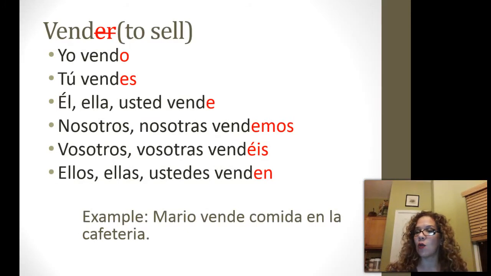Let's look at the ER ones first. Let's look at the verb vender, which means to sell. Again, the verb would be vender. Let's conjugate it the way that we learn how to conjugate it. Notice the red endings. Notice also that they look very similar to the ones you learn for the regular AR verbs, with the exception of the O. But in all of the other ones, whenever you would have an A before, you have an E. So this one should be pretty easy to remember.